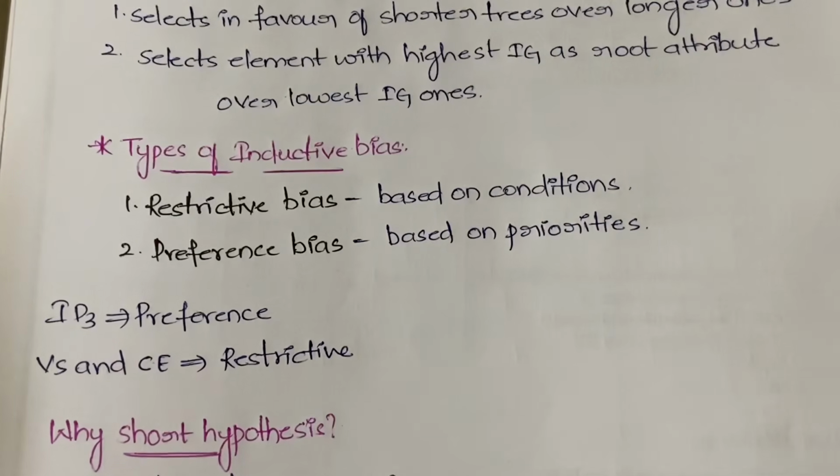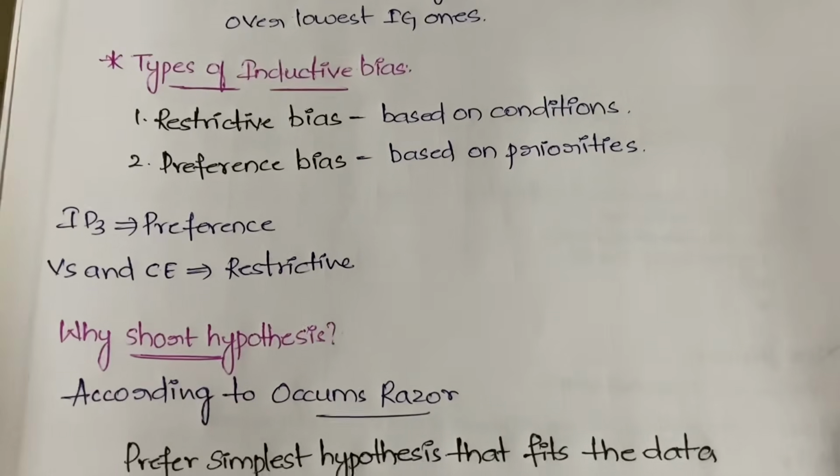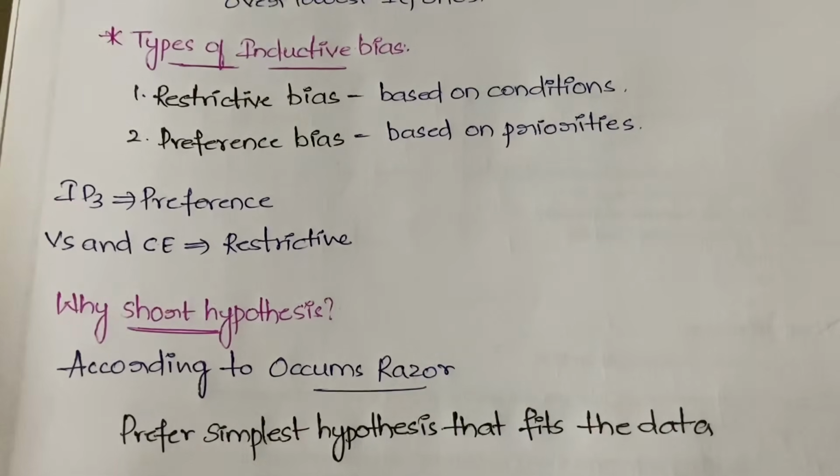Okay, now one more doubt: why do we need to select only the short hypothesis? The strategy we are using in decision trees is to select shorter trees or shorter hypotheses when compared to the longer ones, right? So why? Because of Occam's razor. I'm sorry if I'm not able to pronounce it correctly. Occam's razor gives a statement which says we need to prefer the simplest hypothesis that will fit the data. So we need to go for the simpler, shorter one, which can still accommodate the entire data.